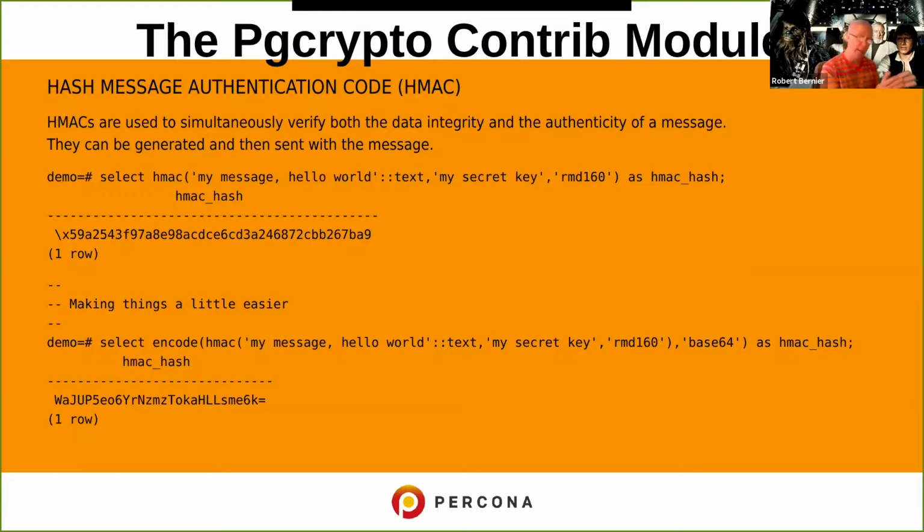When you send a message and you use something like HMAC, you generate a hash, you send the hash with the message, the person receives the hash and the message. And to verify whether or not that message actually came from you or came from that other person, you generate a new hash using that secret password. The hashes match, you know the message came from them.